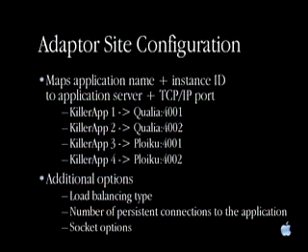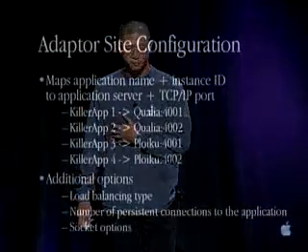The adapter site configuration. So I alluded to a mapping. That's the adapter site configuration, and what it is, it maps an application number, name, and an instance ID to the application server and the TCP/IP port that instance happens to be running on. So I'll just give you the examples from before. KillerApp1 running on the host Qualia port 4001.